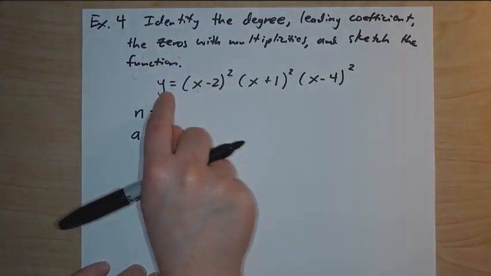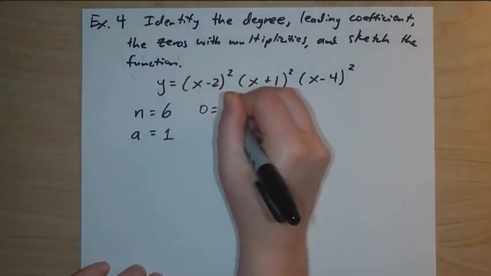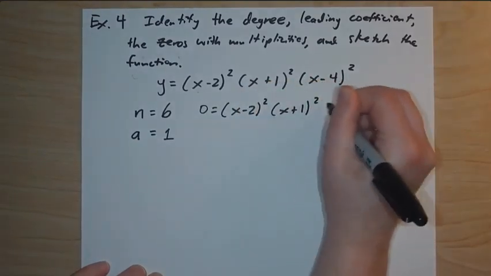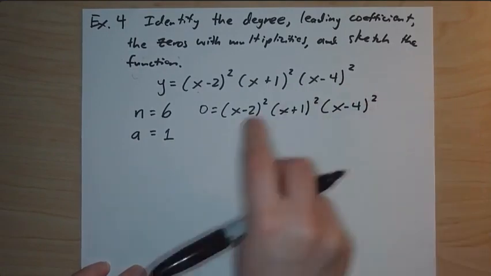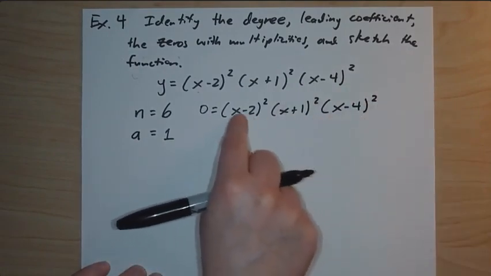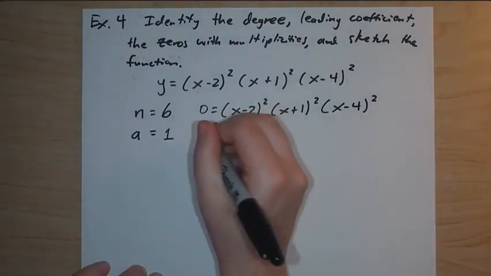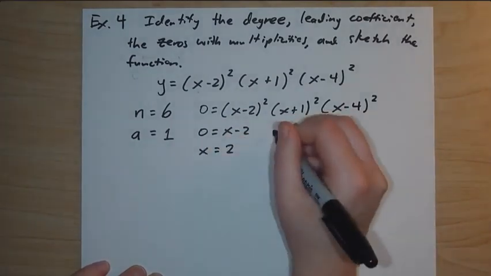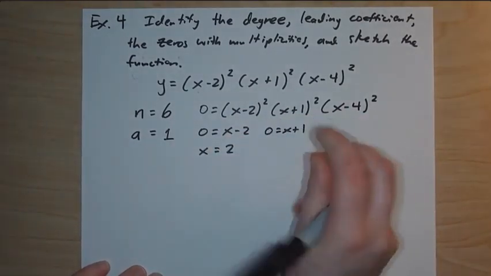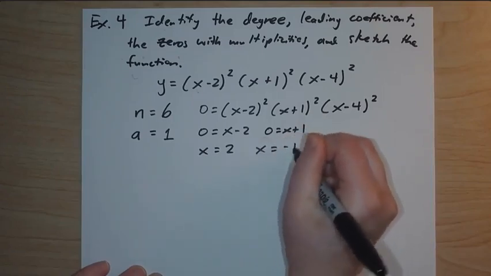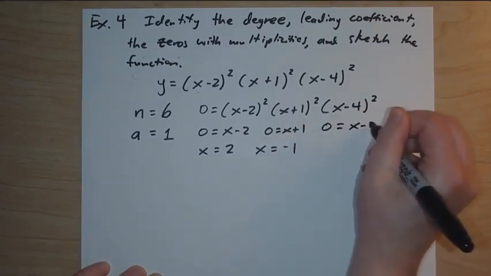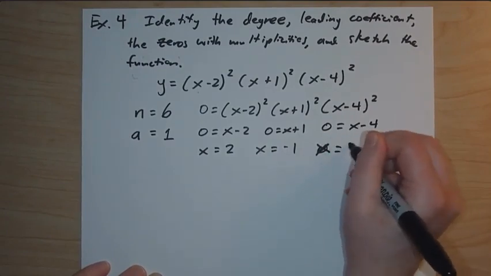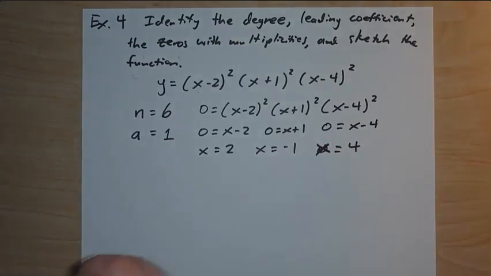So to do that, we're going to set this y equal to 0. We have 0 is equal to (x minus 2) squared times (x plus 2) squared times (x minus 4) squared. And this will remain true if any of these factors are equal to 0. So if we have 0 is equal to x minus 2, we have x is equal to positive 2. If we have 0 is equal to x plus 2, then we have x is equal to negative 2. And if we have 0 is equal to x minus 4, then we have x is equal to positive 4.